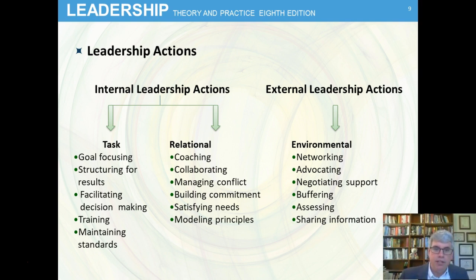So those are some leadership actions, either internal or external, and they can be either focused on the task or the relationship, or if they're external to the team, on the environment.